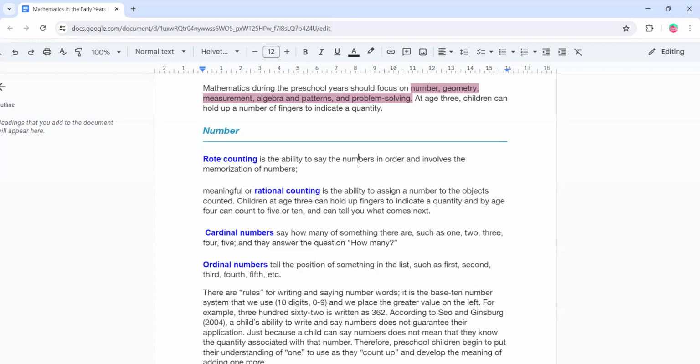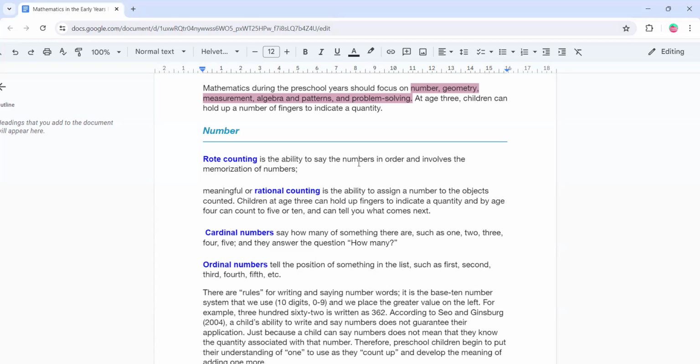Children at age 3 can hold up fingers to indicate a quantity, and by age 4, they can count to 5 or 10 and can tell you what comes next. So, assigning a certain number to an object, counting using fingers, is called meaningful or rational counting. The two types of numbers that children come in contact with are cardinal numbers and ordinal numbers. So, what is the difference between cardinal numbers and ordinal numbers?